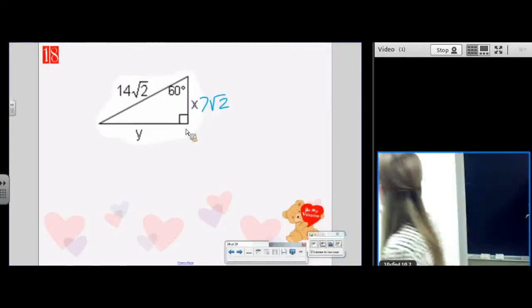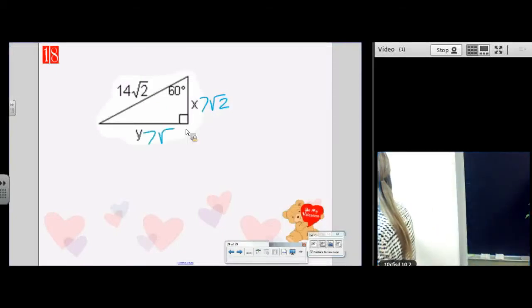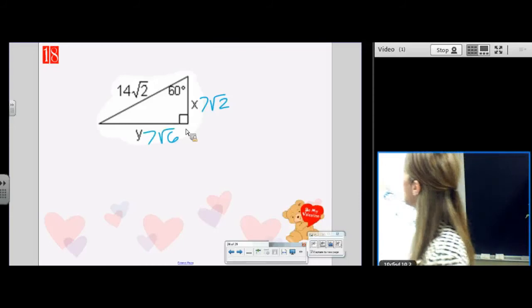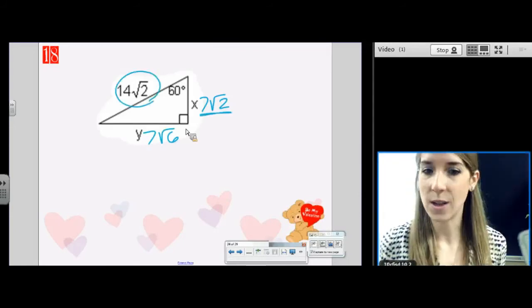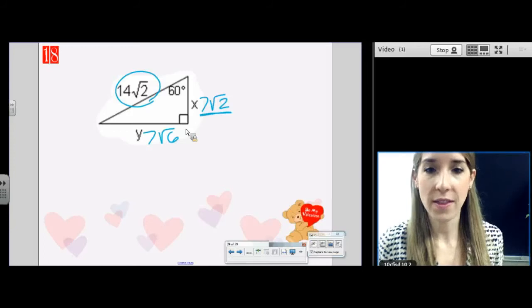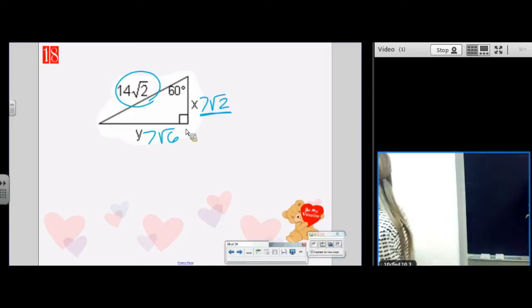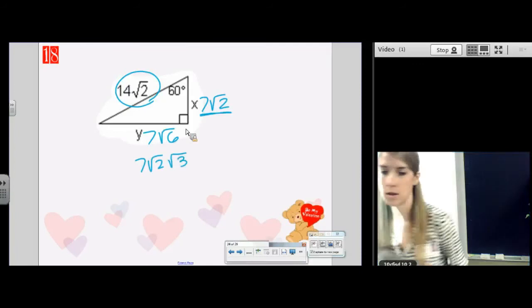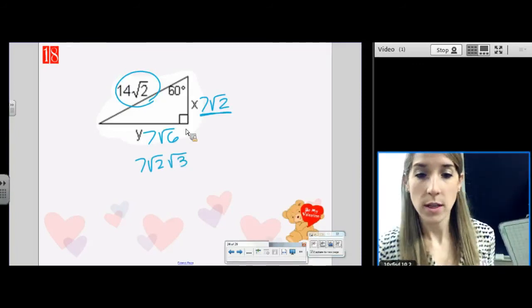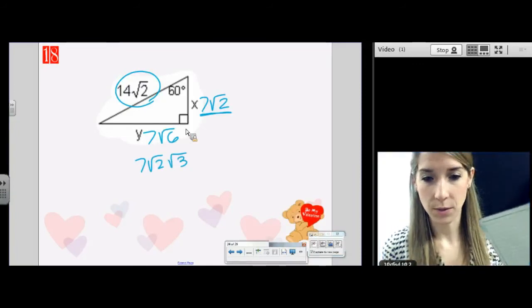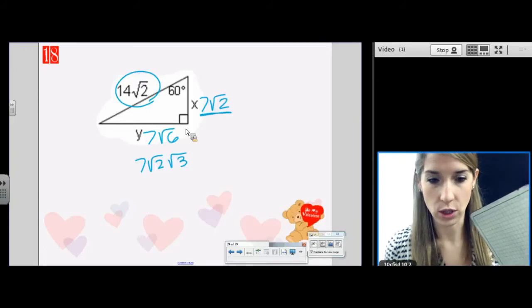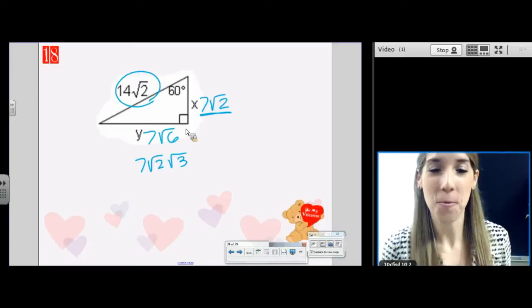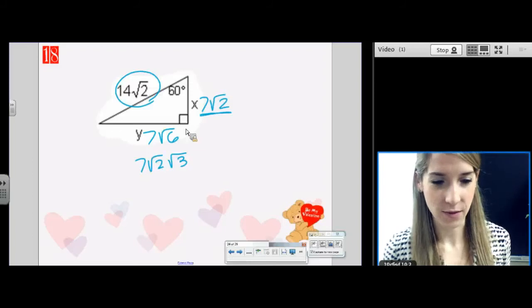So x is 7 root 2 and y is 7 root 6. We know that we get 7 root 2 from cutting the hypotenuse in half because the shortest leg is always half of the hypotenuse. How do you get the side across from 60? Well, you do x root 3. Root 2 times root 3 ends up as root 6. So y is 7 root 6 and x is 7 root 2. You need to know how to work with radicals to be successful on this.